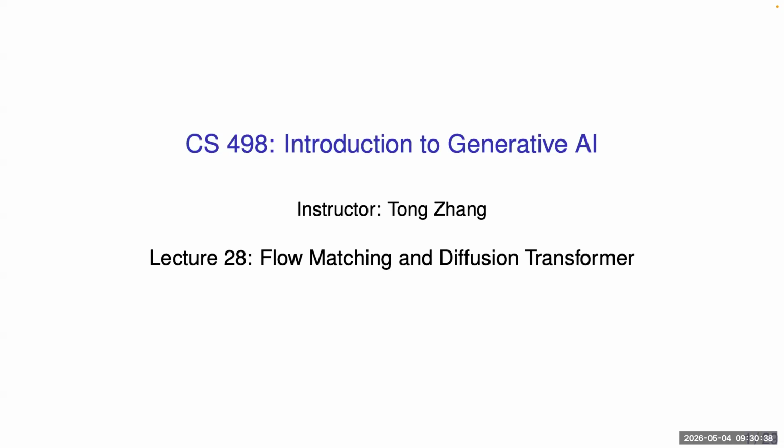Okay, so we are going to talk about our last topic today. It's flow matching, which is a more popular version of diffusion models. And also we'll talk a little bit about DiT, which again is the most popular version of architecture for diffusion-like models. So this basically concludes all the lectures.